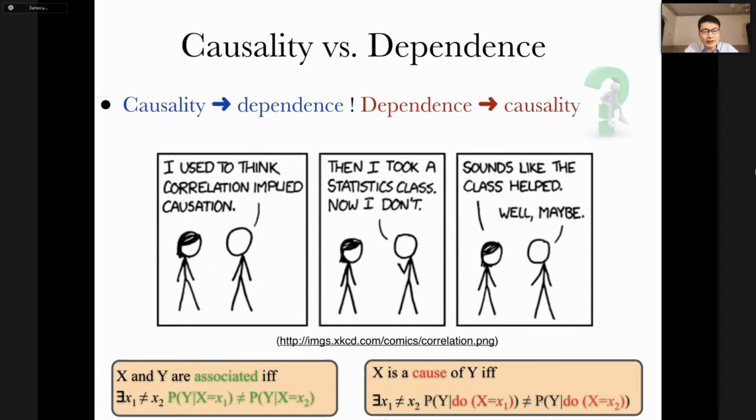So we say two variables are associated if and only if they are dependent. As you can see from here, on the left, you can see the definition of dependence. Now, we say they're dependent if and only if different values of one variable correspond to different distributions of the other variable. Meaning that if I want to model or predict the other variable, say y, then x would be useful, right? And when we say x is the cause of y, we mean the following thing.